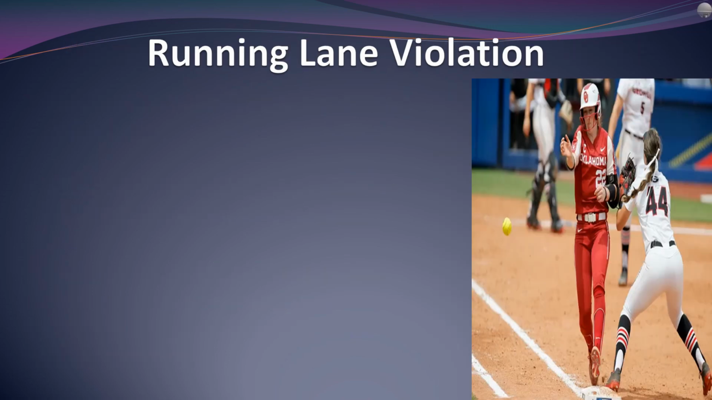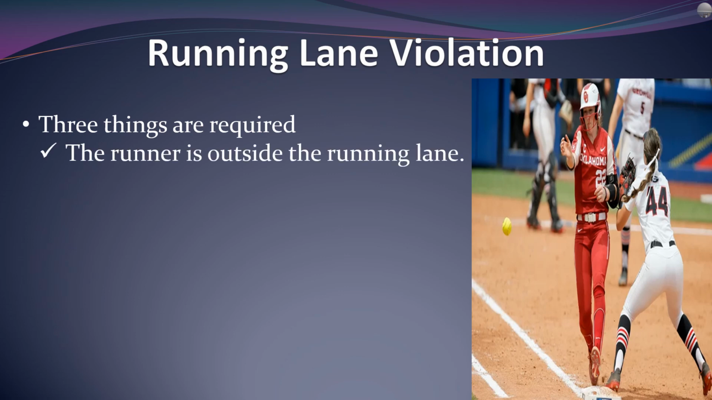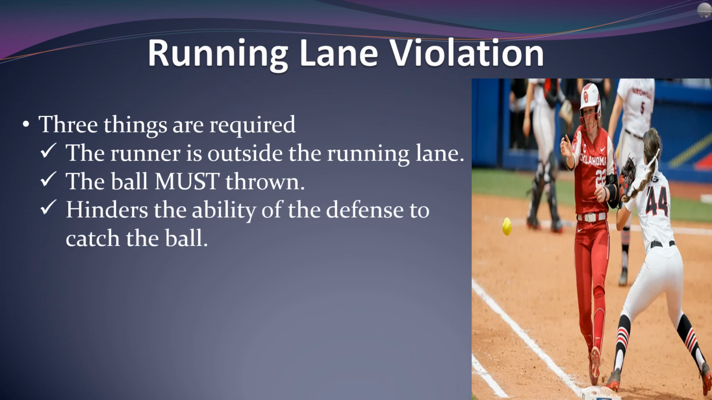If you have a situation where you meet three criteria, you could have a running lane violation. The three things that are required for a running lane violation are: the runner is outside the running lane, as you see in the picture right here. Number two, the ball must be thrown. And number three, the runner outside the running lane hinders the defense's ability to catch the ball. Here you see she's blocking the first baseman's ability to catch the ball, and she's not in the running lane, and the throw has been made.